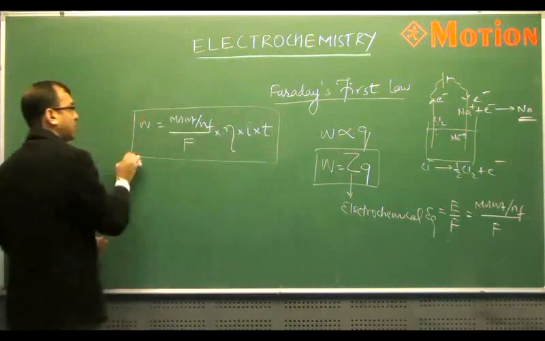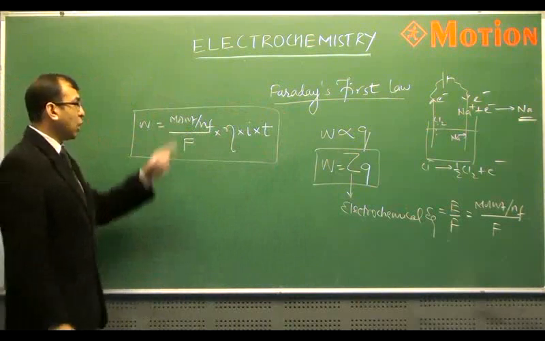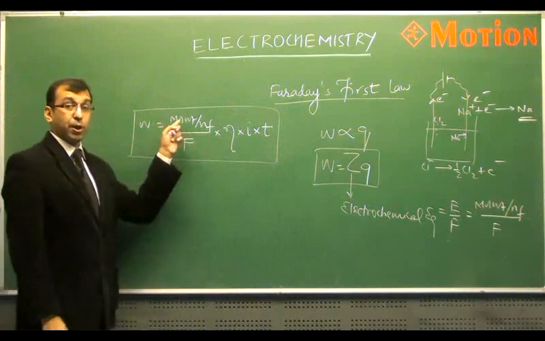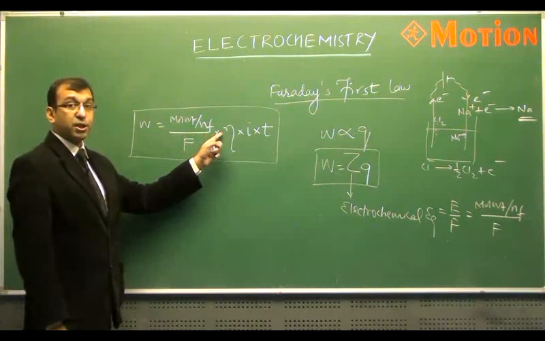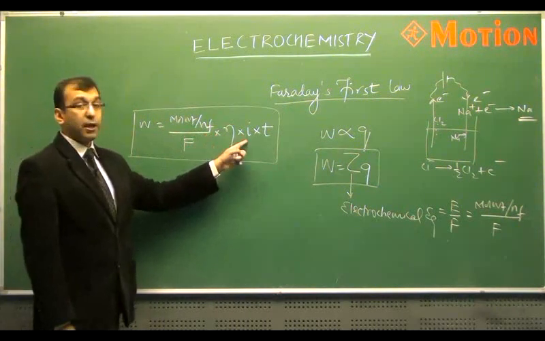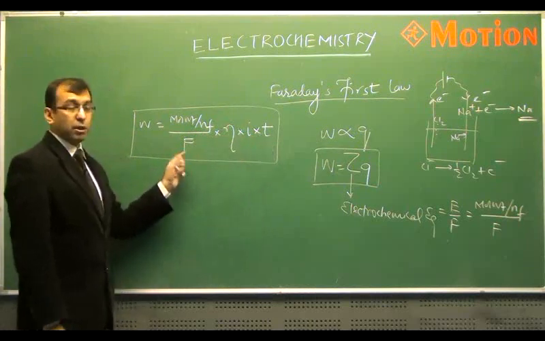So this is Faraday's first law. Be careful about the units. Why? Because molecular weight is generally in gram per mole, n-factor is dimensionless, current efficiency in fraction is dimensionless, I is in ampere, time in second, Faraday constant in coulombs.